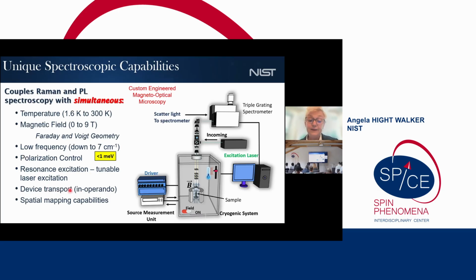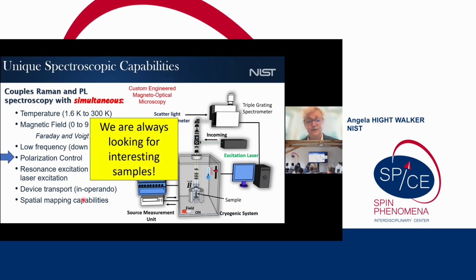I do want to tell you that our device transport is now up and working. We have 10 contacts down to our sample, so we can actually run a live device. I'm going to show you a little snapshot of the progress we've made on that. And we can do spatial mapping, which of course is quite important, particularly with these 2D materials. So yes, polarization is really important.